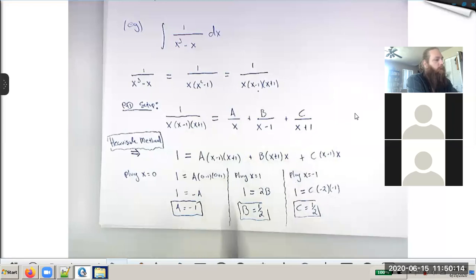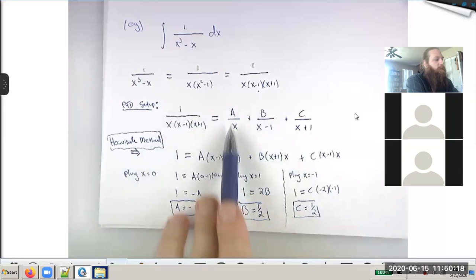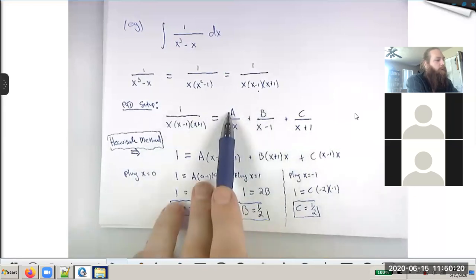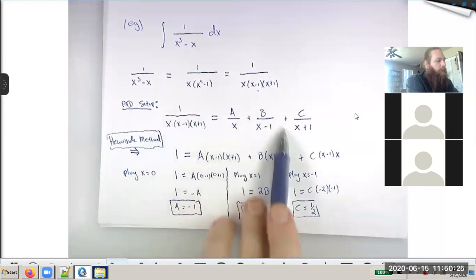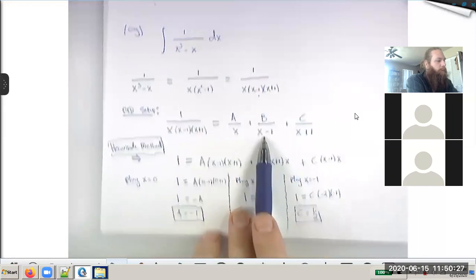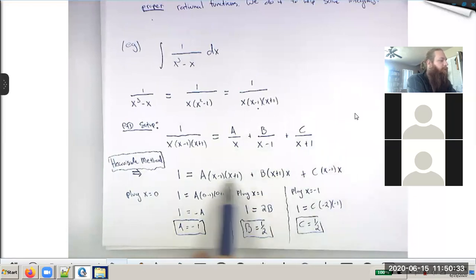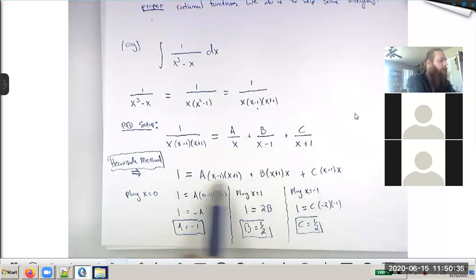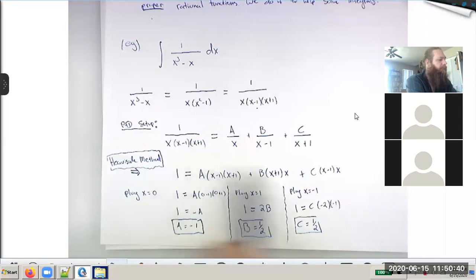In other words, to get each coefficient here, you plug in the thing that makes his denominator 0 in the original PFD setup. So to get a, I plugged in x equals 0. To get b, I plugged in x equals 1, because that's what makes this denominator 0. And to get c, I plugged in x equals -1, because that's what makes his denominator 0. But you have to plug it into this line. Right? You have to plug it into the cleared line, because this is not defined at those x values. This is. So it's a very neat trick.